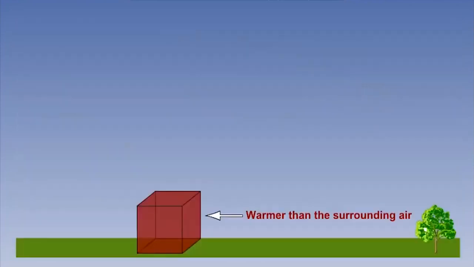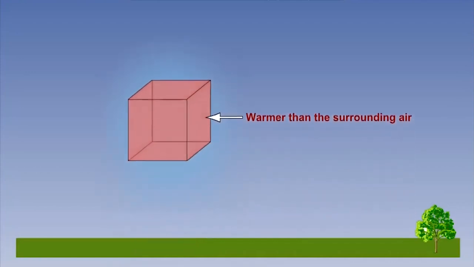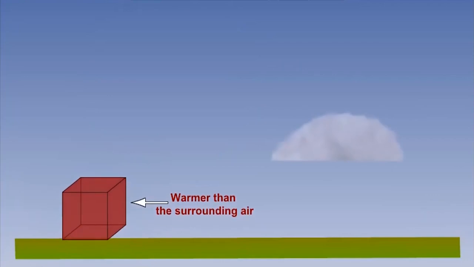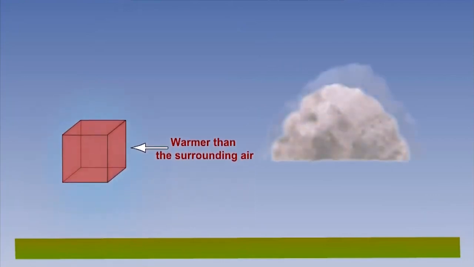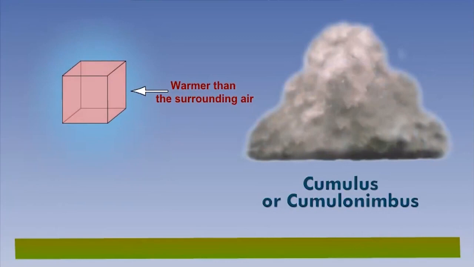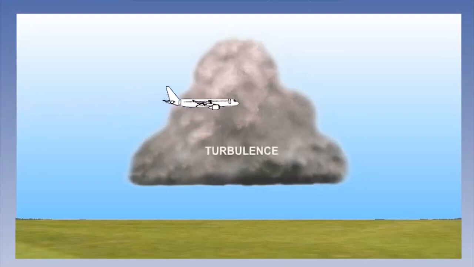In this scenario, our parcel of air is warmer than its surroundings and can be described as buoyant. It will therefore naturally want to rise to a higher level, expanding and cooling as it does so. This situation is associated with convective-type cloud, cumulus or cumulonimbus. This type of atmosphere is quite bumpy or turbulent, especially in the clouds themselves.